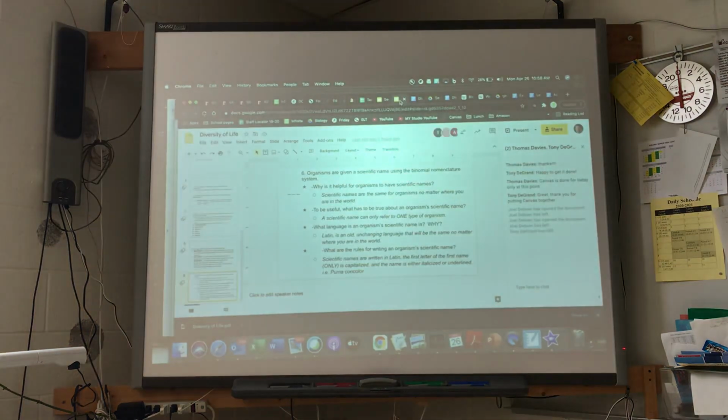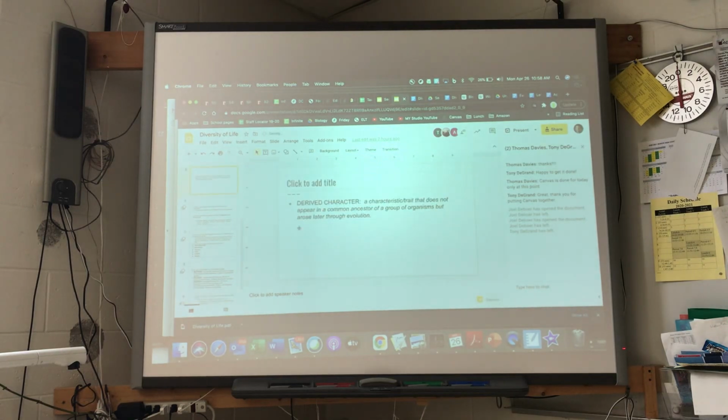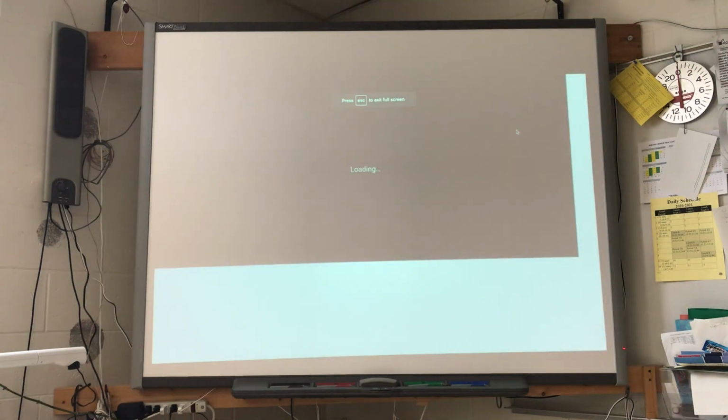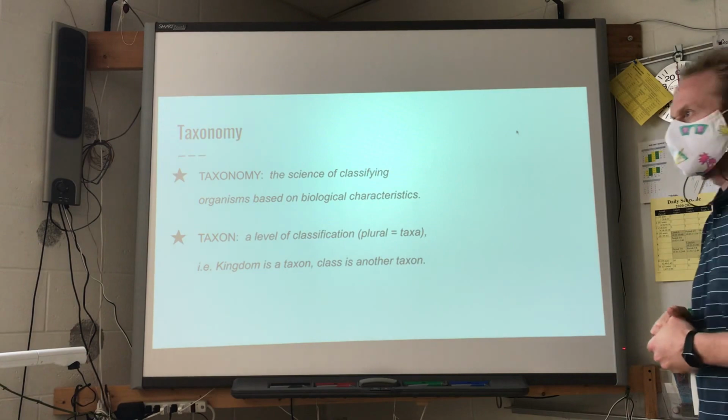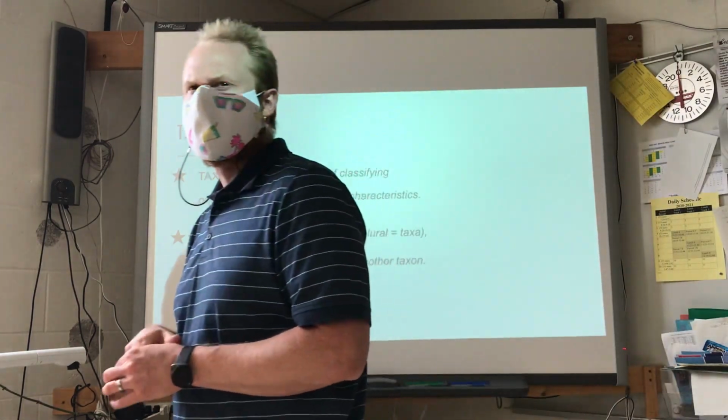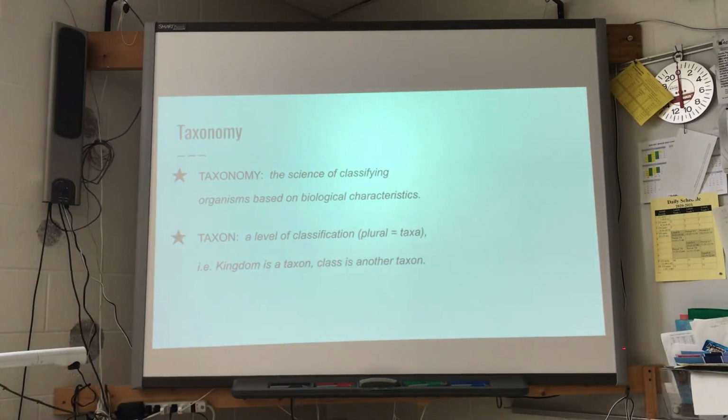Okay. Then, on the sheet you picked up today called The Diversity of Life, we are going to go through the first two-thirds to three-quarters of this sheet together. I'm going to spend some time talking about each slide. Each slide represents some information on your worksheet that we're going to ask you to fill out.